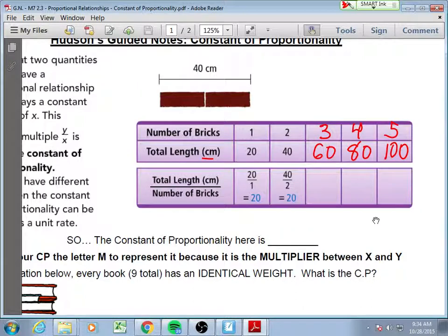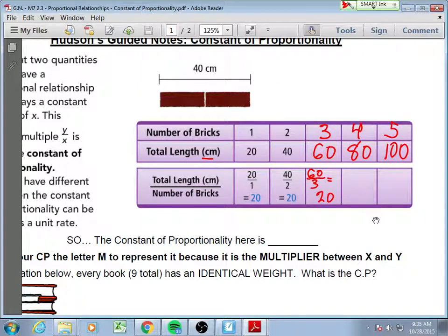So then, Isaiah, what did you do in this table? Like for your 3 bricks, what was the ratio that you set up initially? 60 over 3, the length of the bricks combined divided by how many bricks there are. When you do that division, how many times does 3 fit into 60? You get 20.